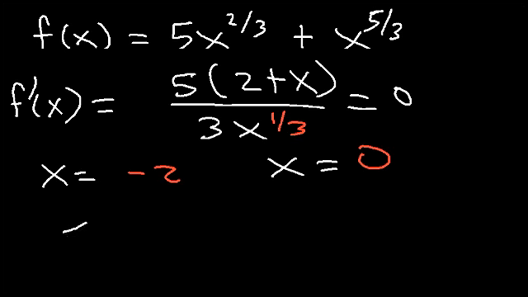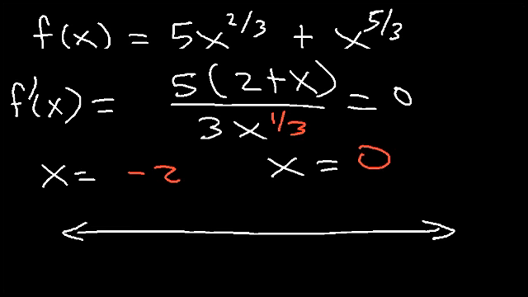Now let's make a number line. And let's put the critical numbers, -2 and 0. So now let's test a few points. Let's try 1. 2 plus 1 is positive, and 1 raised to the 1/3 is positive. So to the right of 0, the first derivative is positive. The function is increasing.